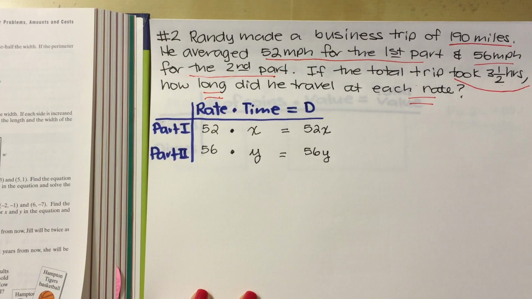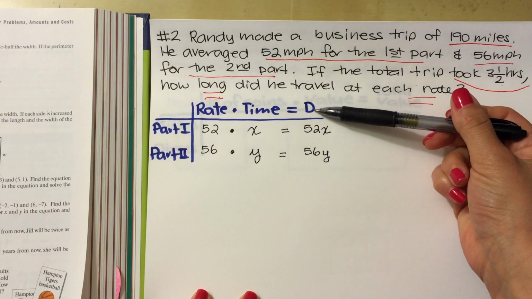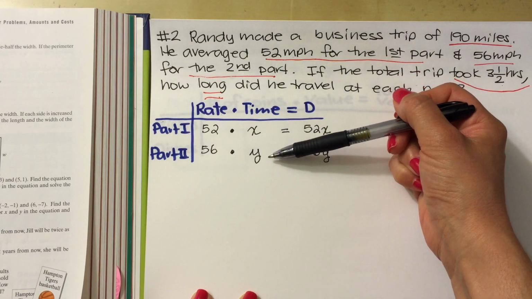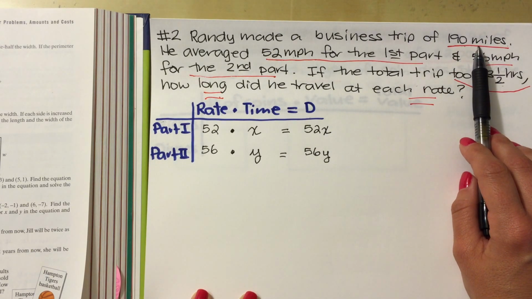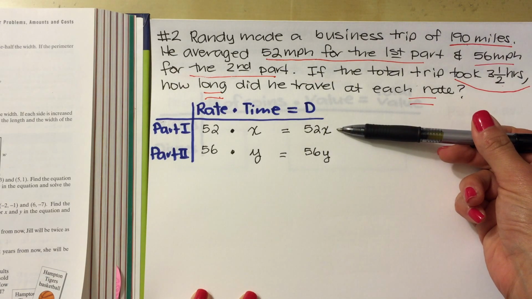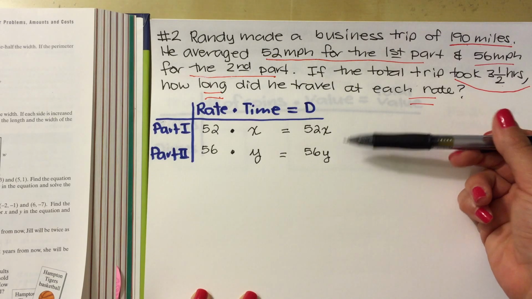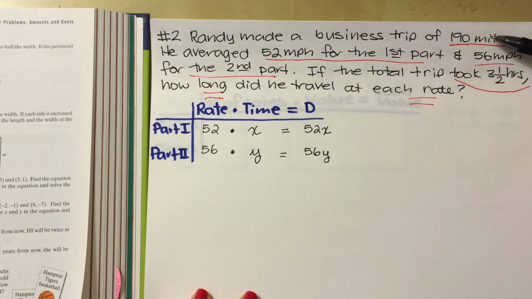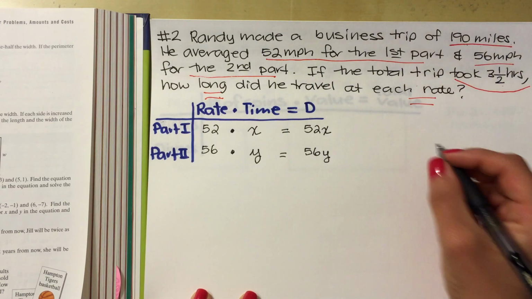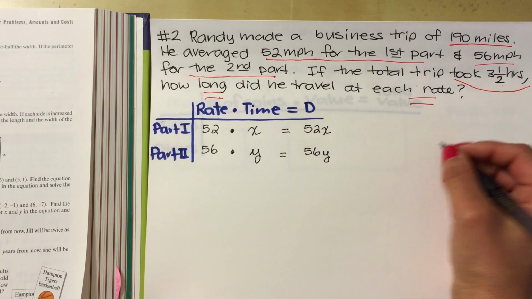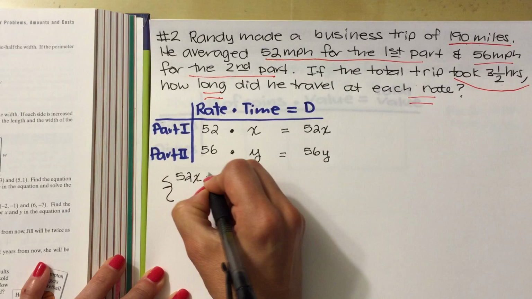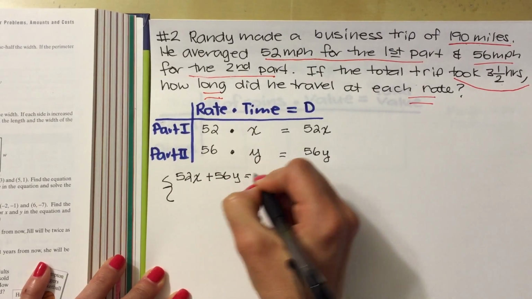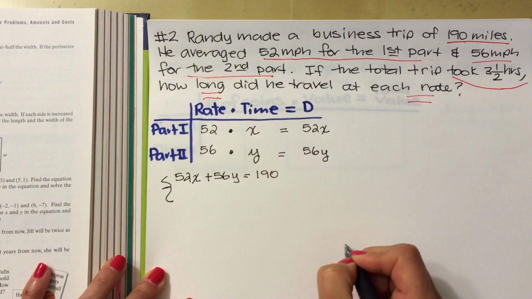So when you write your 2 equations, what you're going to do is look at the distance column, look at the time column. You are given a total number, 190 miles. That's the total distance for the whole trip. So I have the distance for part 1 and the distance for part 2. If you add these together, you should get 190 miles. That's our first equation. We will put that right here. 52x plus 56y should be 190 miles.